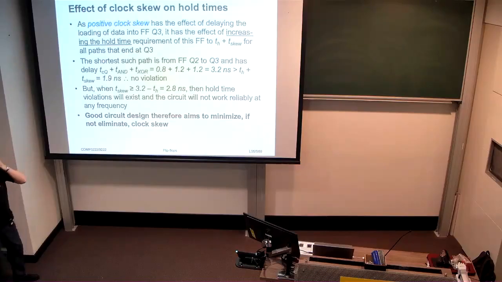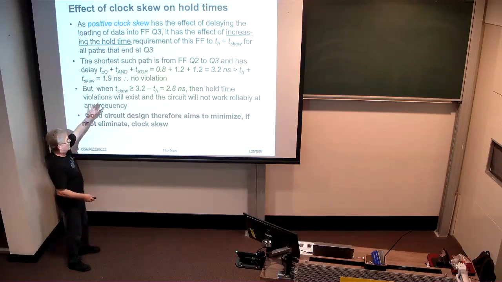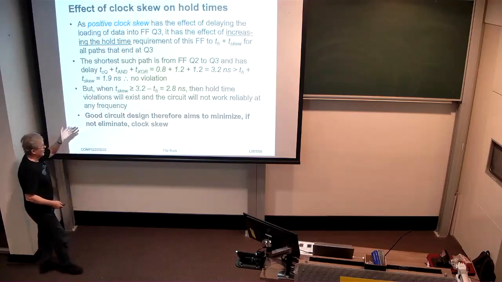As far as hold time is concerned, if we have a clock skew, then that adds to the hold time requirement. So if we have for our Q3 a positive clock skew, then the hold time increases to the hold time plus the clock skew. And so now we have, for our shortest path, the AND and the OR gate from Q2 to Q3, plus the clock skew, it's 1.9 nanoseconds. It's still much greater than the hold time, so there's no violation.